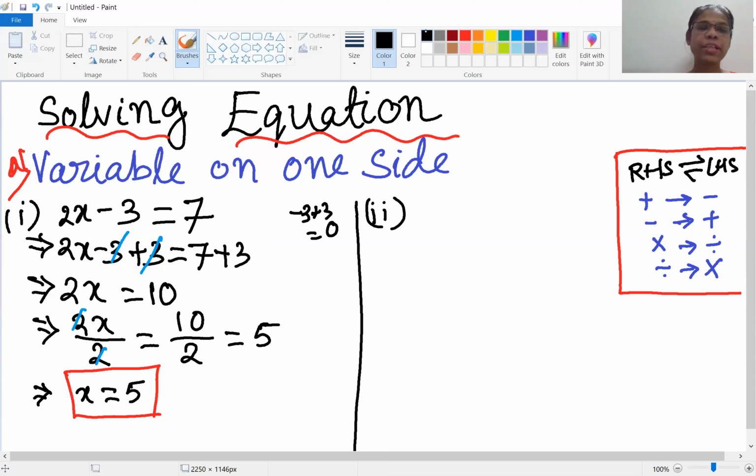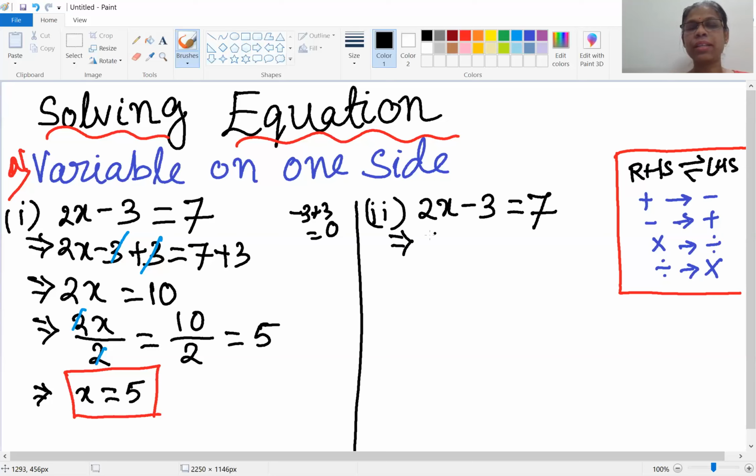Okay, I'll take the same example, then solve it and compare the value of x in both the methods. So what is my example here? It's 2x minus 3 is equal to 7. What do I have to do here? I have to find the value of x. For that, first I have to take out 3.